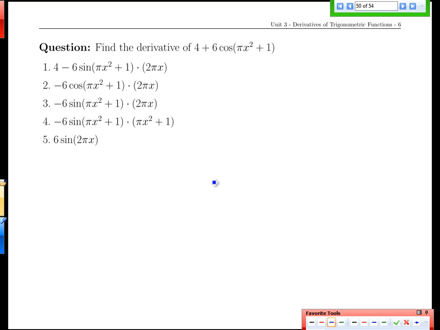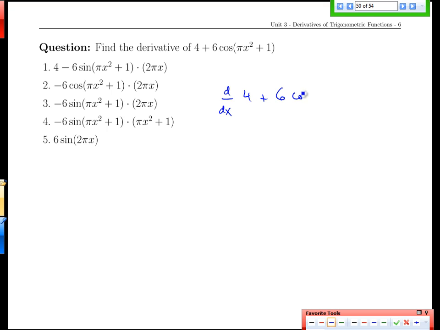Just as a practice exercise here, bringing all the rules together, take a look at this derivative and ask yourself if you could evaluate it. All right, we'll take a quick stab. Don't get lulled in by this 4 out front. Remember that the derivative of a constant is always 0 if it's a constant by itself.